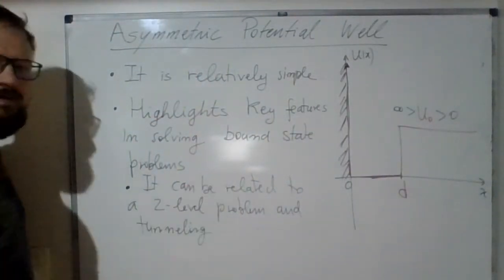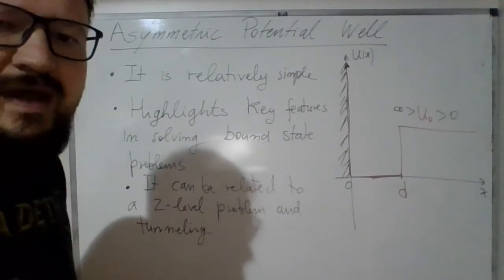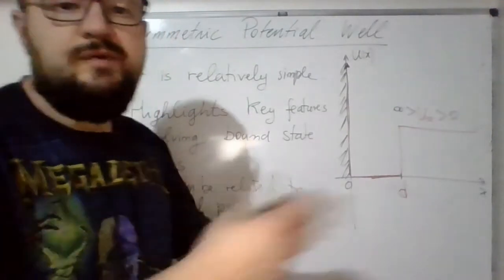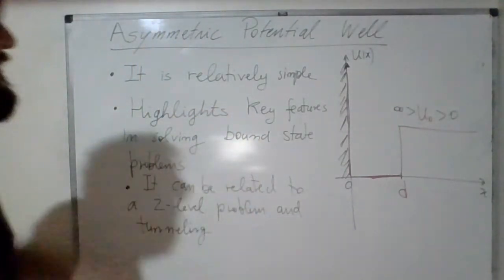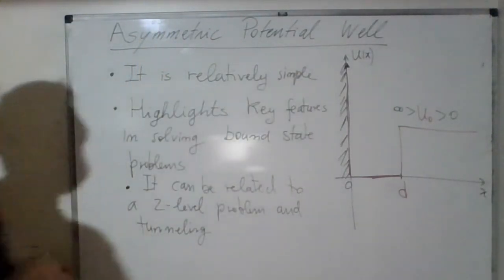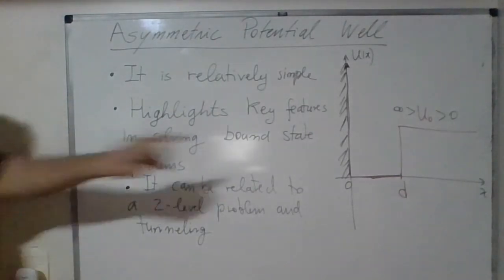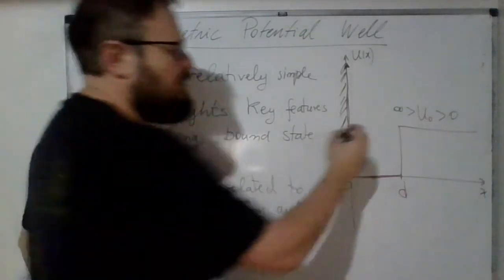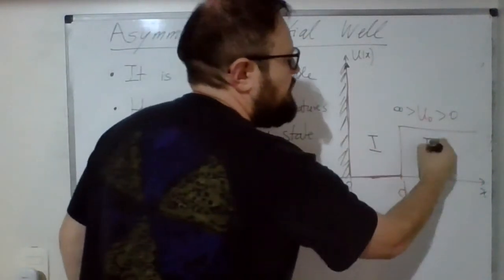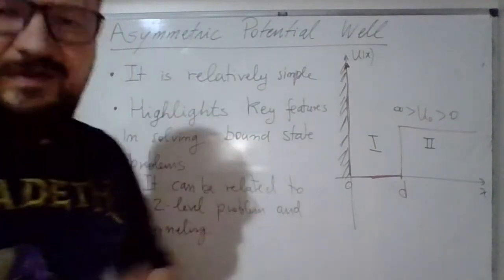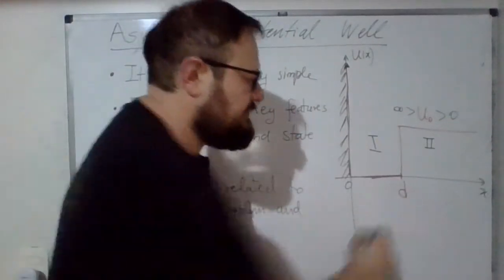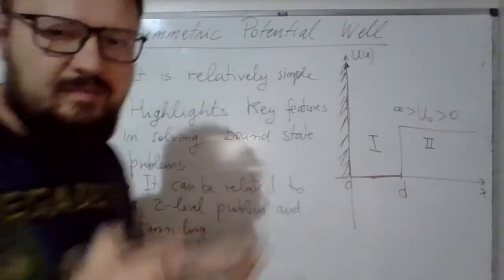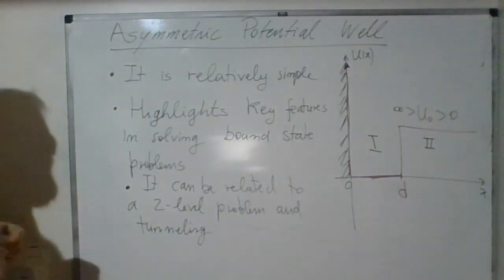And it can be promptly related to a two-level problem and to tunneling, as we will see when calculating these things here. All right, so the problem is to solve this potential. We have the region 1, we have the region 2. There are two regions, and at x equals d, we need to match the wave function. All right, this is the main problem here.